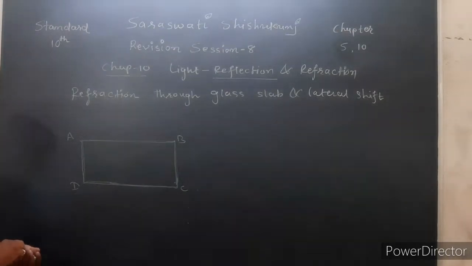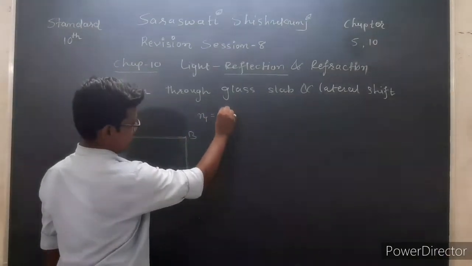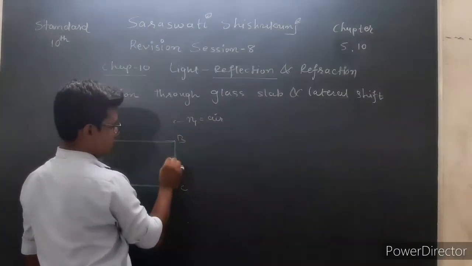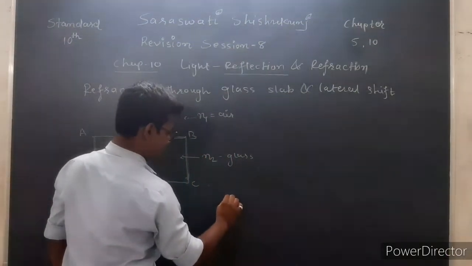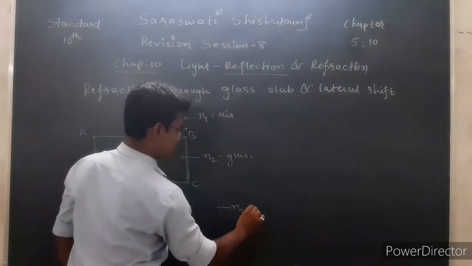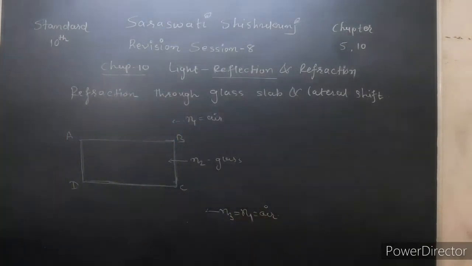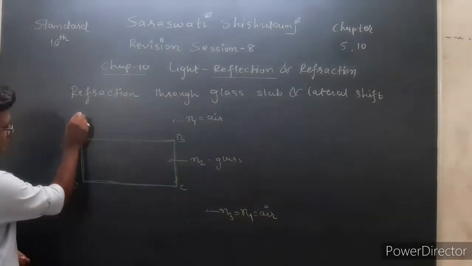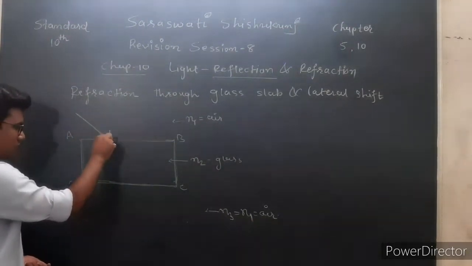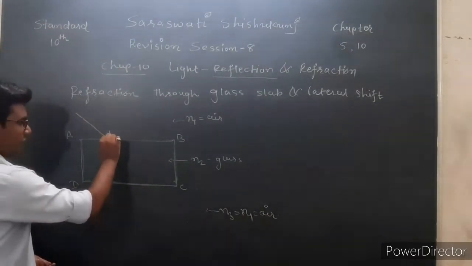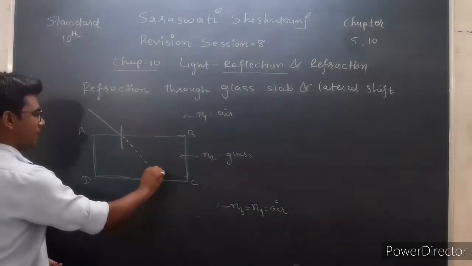This is our eta 1, medium of air, eta 2, medium of glass, and again this eta 3, which is equal to eta 1, that is again medium of air. Now, what happens here? Suppose this is the incident ray. Now, this is the normal drawn to the surface. If we think that this incident ray is passing out without any type of refraction.